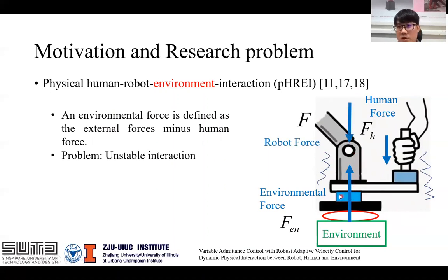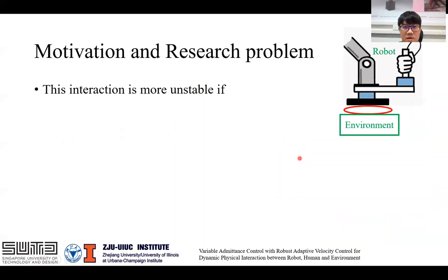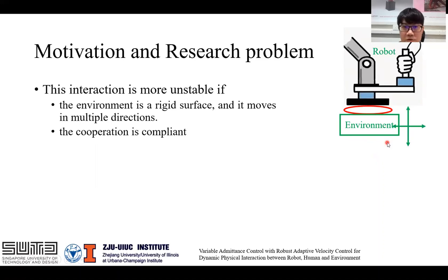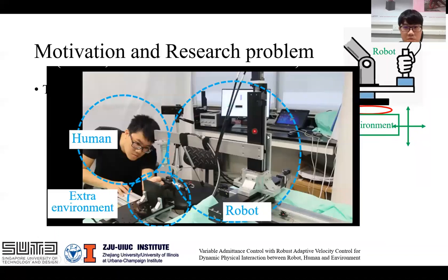This is because the force sensor measures both the human force and the environment force, which makes it hard for a control design to regulate these two forces. The interaction is even more unstable if the environment is a rigid surface and it moves in multiple directions. And also, since the cooperation is compliant, it will become even more unstable. So here's one of the examples.